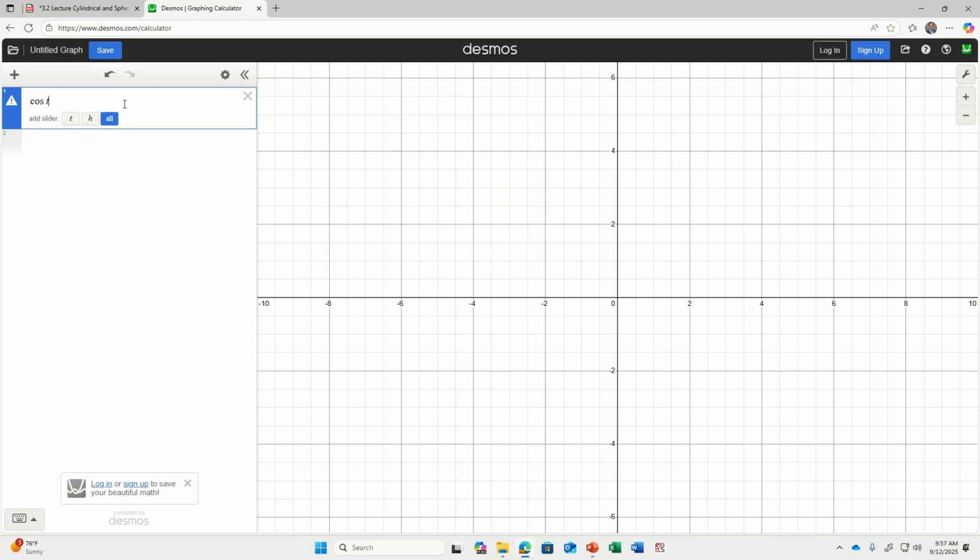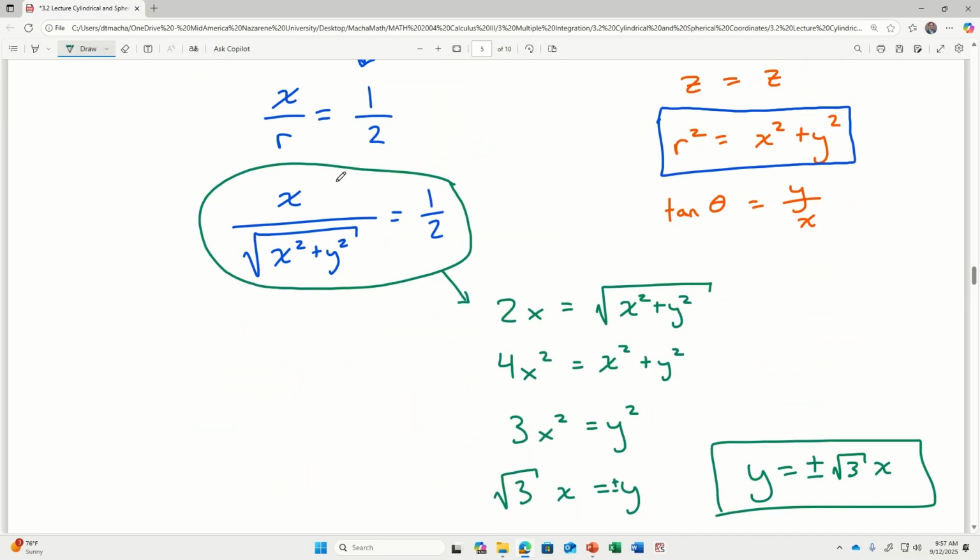So I could also say in Desmos, cosine theta equals 1/2. And, oh, I thought Desmos could do this. Polar equations must be linear in r. This is linear in r. How about theta equals arc cosine of 1/2? Can that work? You can't graph theta as a function of anything yet. Okay, thank you. Whatever. I've tried.